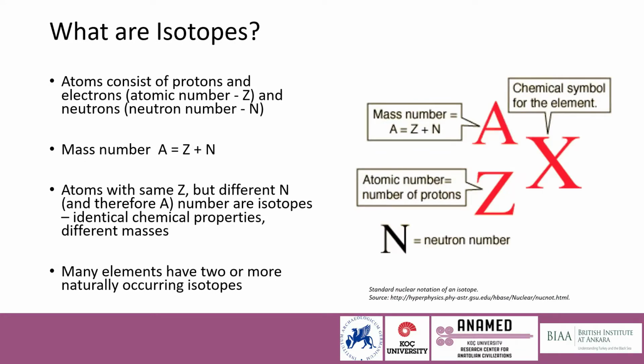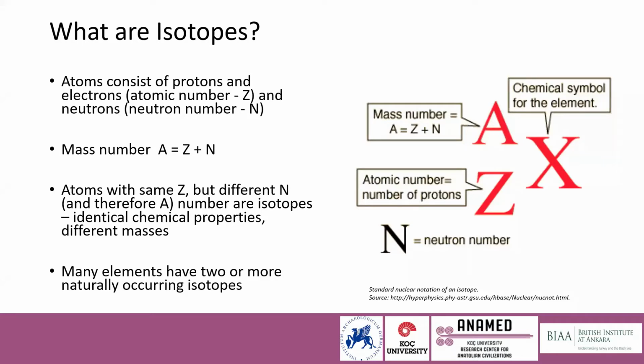So we start at the very beginning, I guess. And so what is an isotope? So atoms consist of protons, neutrons and electrons. And the number of protons is the atomic number, which is Z, as you can see on the picture on the right side of the slide here.